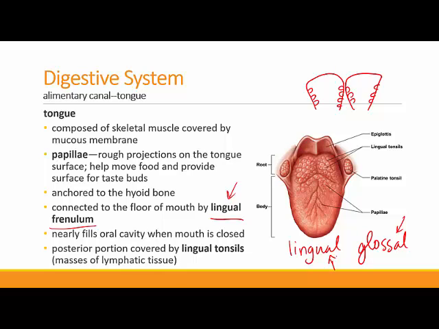If you close your mouth and hold your teeth together, notice that when relaxed, the tongue nearly fills that oral cavity. There's not a lot of space around the tongue, so it's just the right size. And when you look way to the posterior portion of the tongue, you can see that it is covered with lymphoid nodules called the lingual tonsils because they're on the tongue.